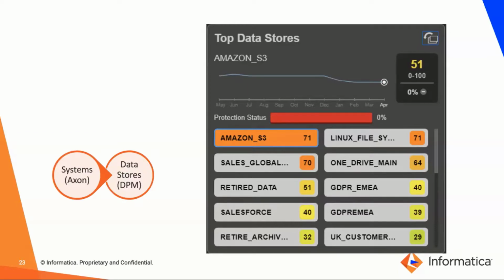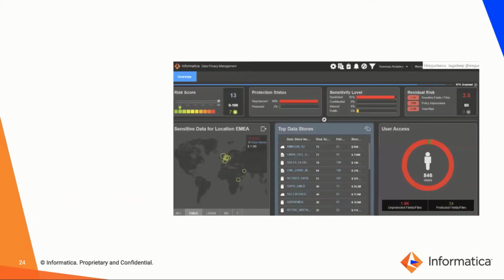So basically you will get the risk score popping up from EDC, from Secure at Source, back into the Axon system. What may happen is that one system could be mapped to multiple data stores in DPM, and then we summarize that information back in Axon.